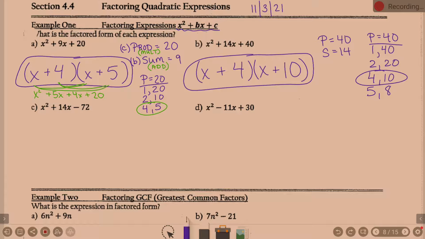Okay, C, x squared plus 14x minus 72. It's of the form 1x squared plus bx plus c, right? So, assuming it factors, I know my answer is going to be broken into 2 parentheses. I know they're going to be x and x. I won't say x plus and x plus this time because there's a minus thrown into my problem. So either one or both of my signs are minuses.